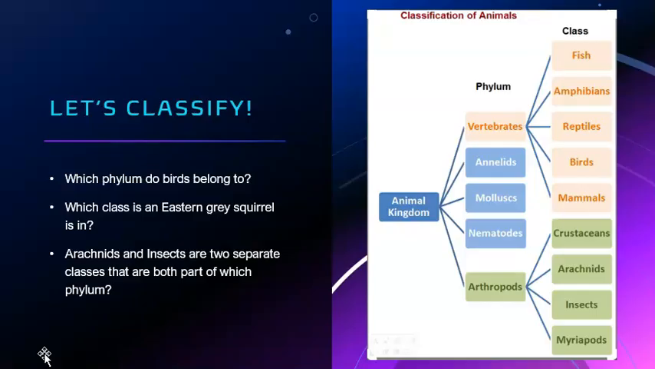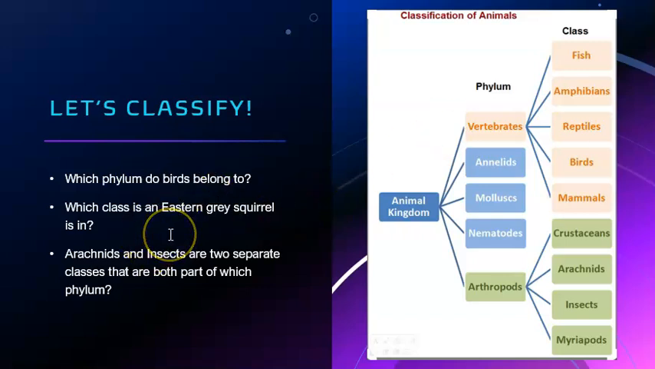So looking at these classifications, which phylum do birds belong to? First, you would want to look for birds and then see what phylum that falls under. Birds are in the vertebrates phylum. So these are all animals that have a backbone. And birds are one of them. And then it would get more specific as you go on to order.